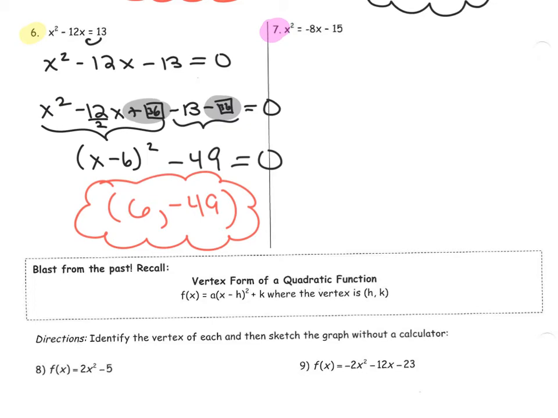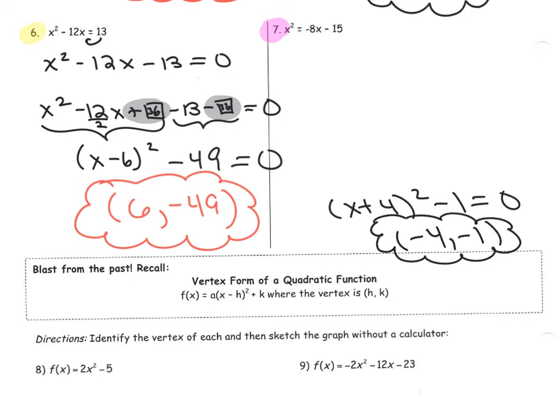And for question 7, all right, I'll just post what the final answer is. So your final answer, when you simplify this, you have x plus 4 squared minus 1 equals 0, and the vertex is negative 4, negative 1. Okay, but again, you guys have to show the work.